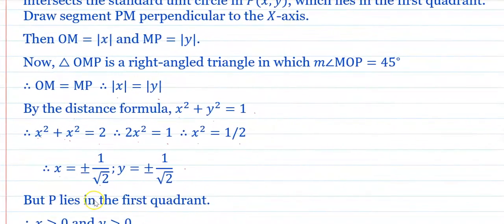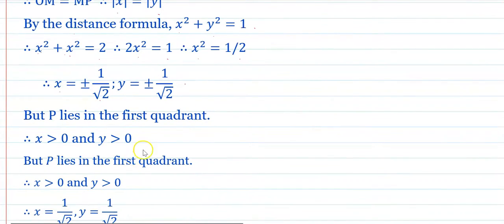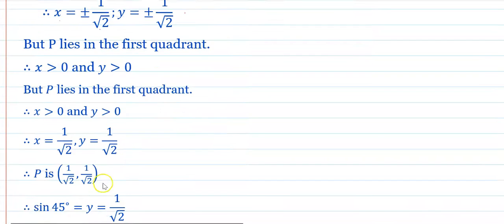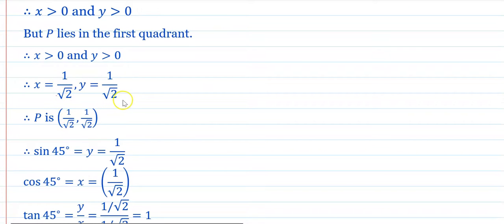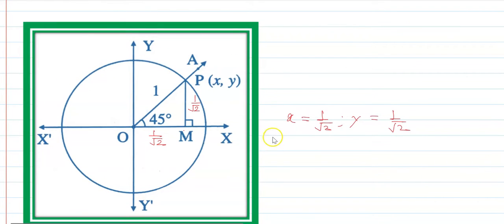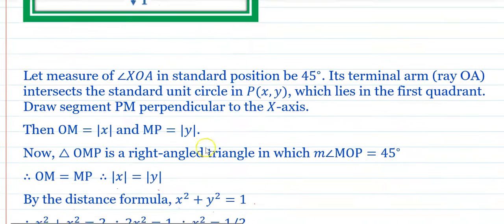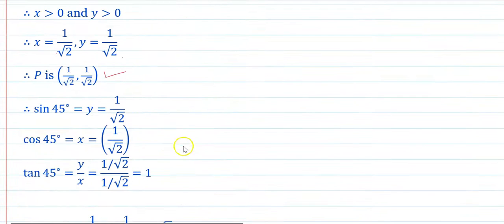Now P lies in the first quadrant. Both x and y are positive. Hence x is equal to 1 by root 2 and y is equal to 1 by root 2, and hence the coordinates of P are 1 by root 2 and 1 by root 2. आपण हे आधीच काढलेलं होतं, परंतु हा theoretical part तिथे लिहायचं असतं.